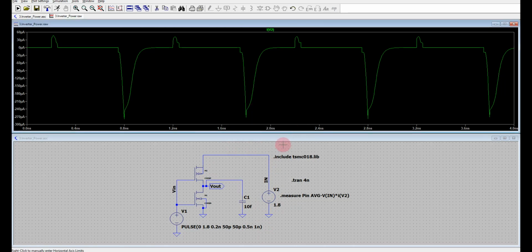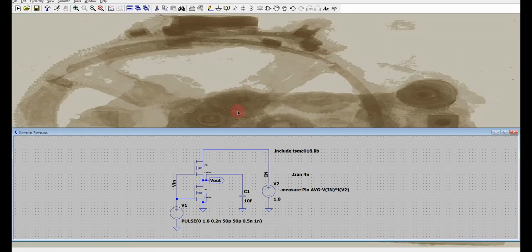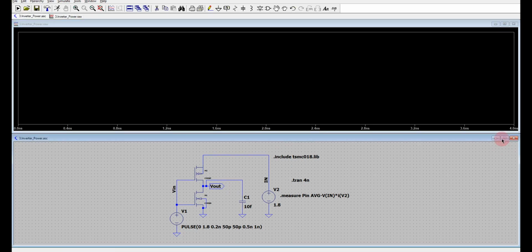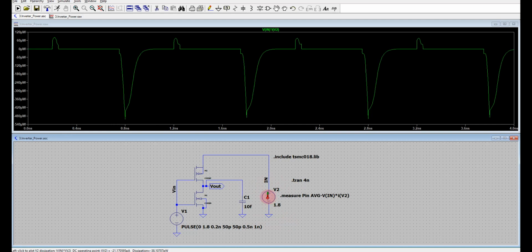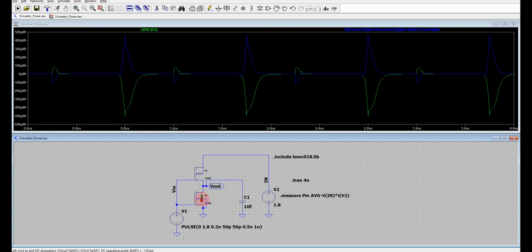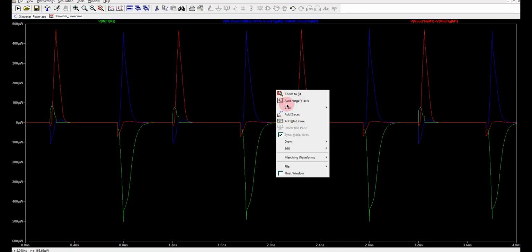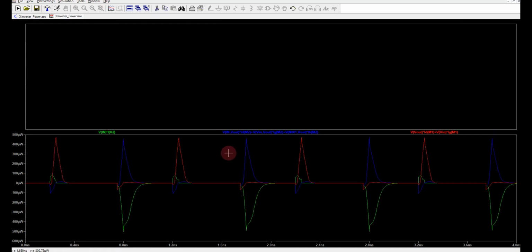Okay, the next option available to me is that I can directly plot the powers. So I will press Alt. So this is the power from here. This is the power of PMOS. This is the power of NMOS. Okay, now let me add plot plane.